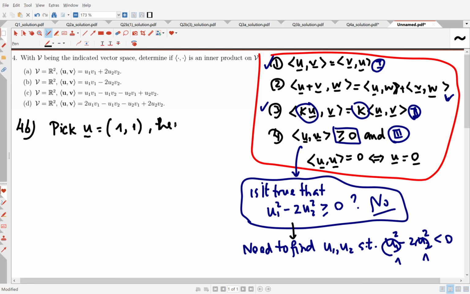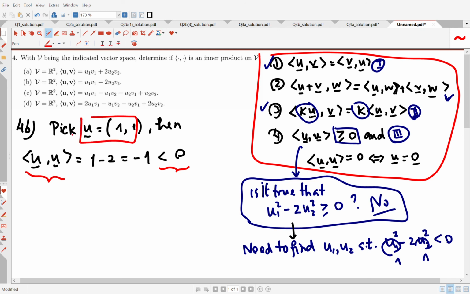Then my uu will be 1 minus 2 times 1, which is minus 1, but this is less than 0. So we have uu is less than 0. There is u, so that uu is less than 0. Hence it is not an inner product.